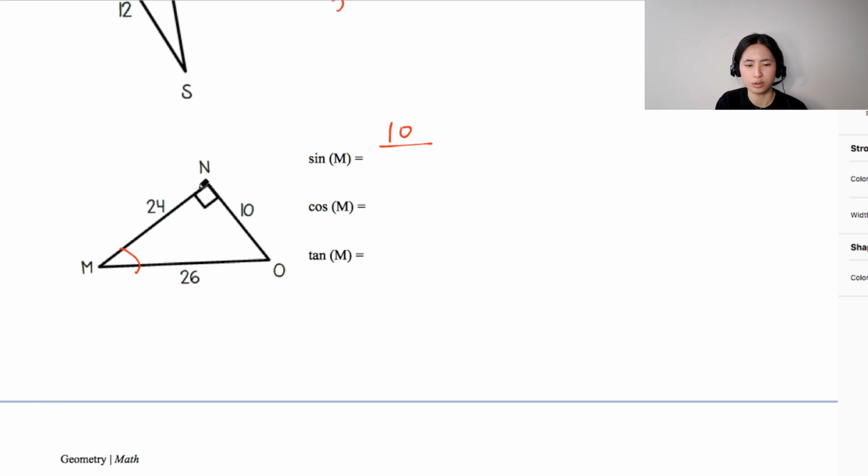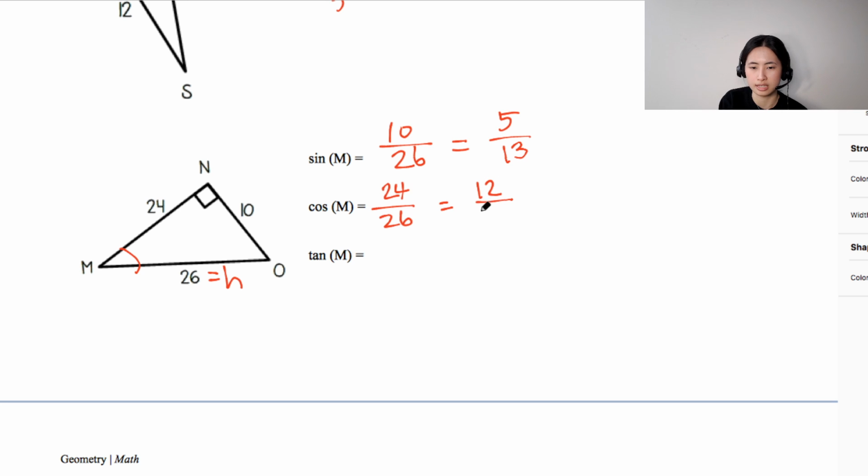So in this case, we know that the hypotenuse is 26. Therefore, you need to equate this as 10 over 26 because the opposite side of angle M is 10 and your hypotenuse is 26. So dividing this by 2, right? This might be the common factor between the two. So you would have 5 and this is 13. Then if you're looking at cosine, the adjacent side would be 24, so 24 over 26, right? Dividing both by 2, you get 12, and this is 13.